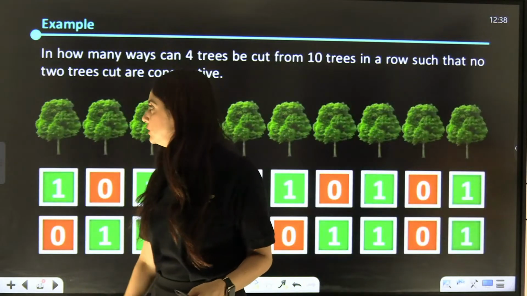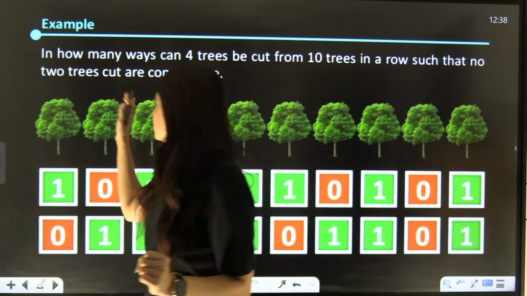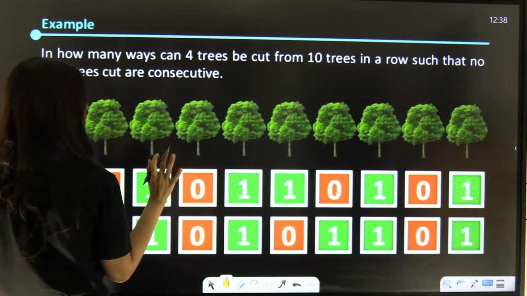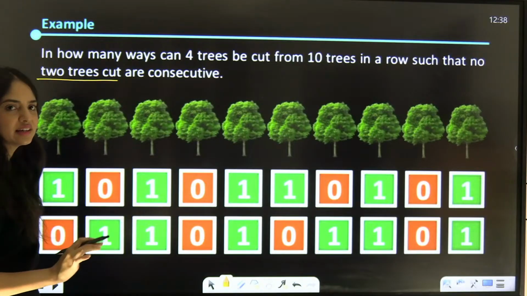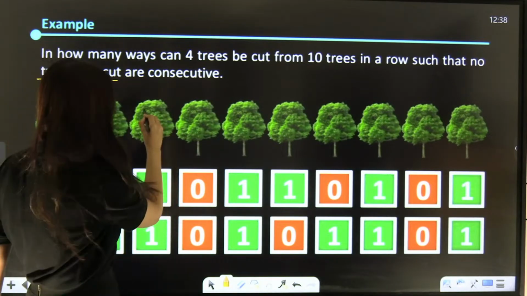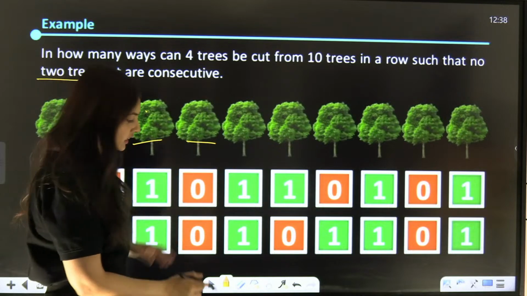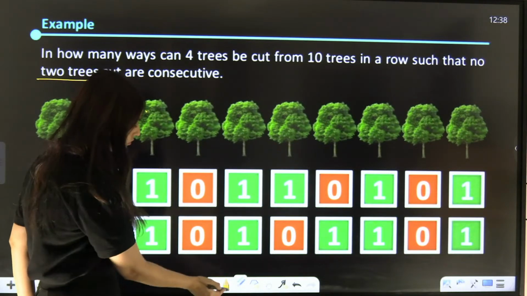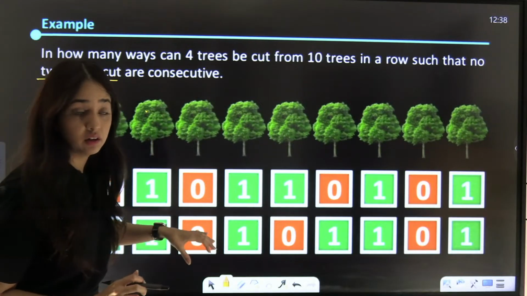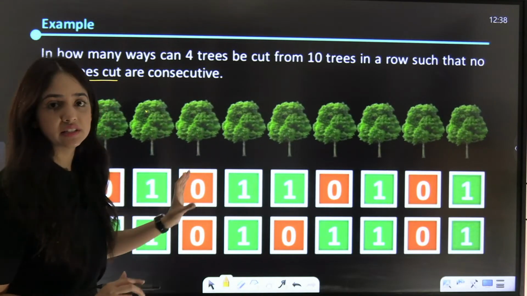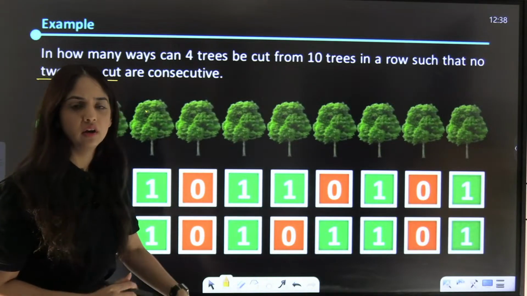So for example, let's look at an example. It will be very clear in just a minute. The question is, how many ways can 4 trees be cut from 10 trees in a row such that no 2 trees cut are consecutive? It is not possible that we cut this and this. These are consecutive, we cannot do this. So that means we have to select 4 trees out of these 10 such that no 2 out of those 4 are adjacent to each other.